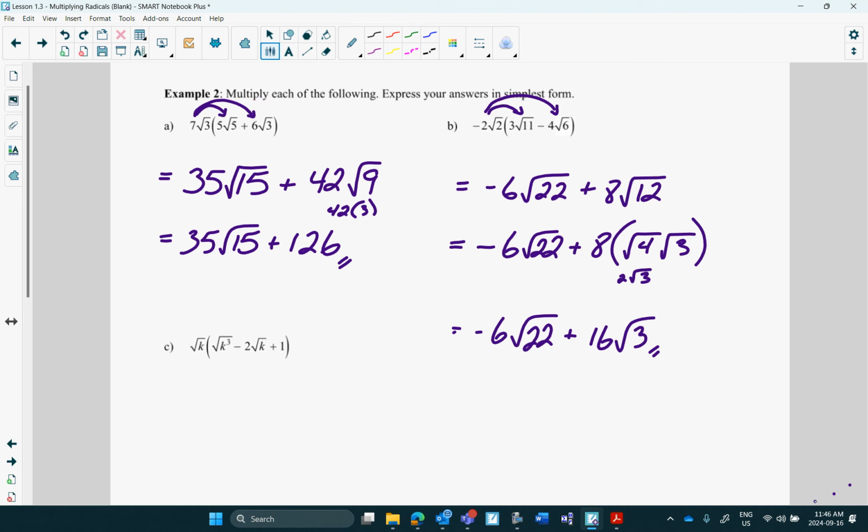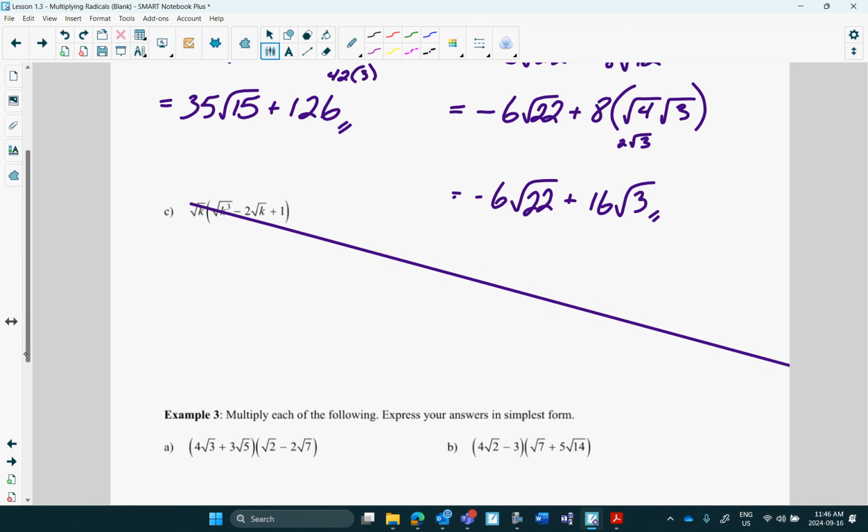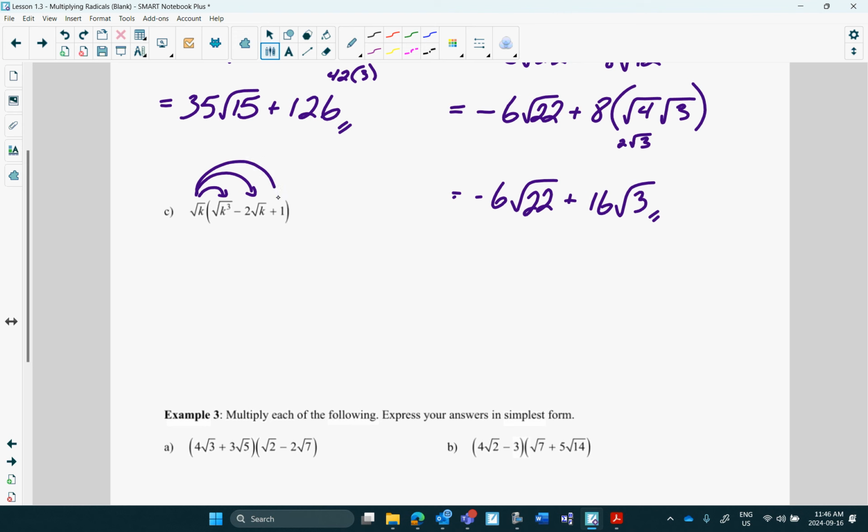Finally, a little bit more challenging one. How many multiplications? 3. Don't get thrown by the letters and the exponents. You still multiply radicals the same way. What is root k times root k to the third? Root k to the fourth.